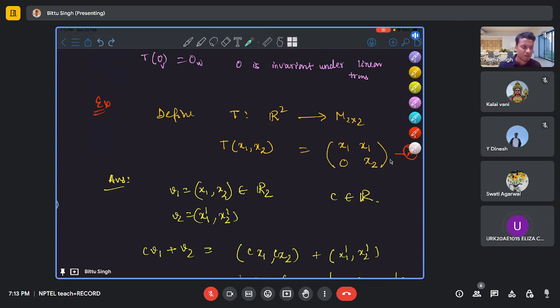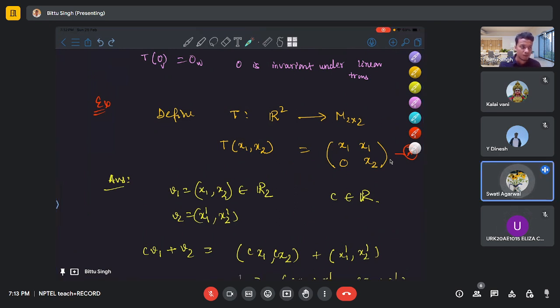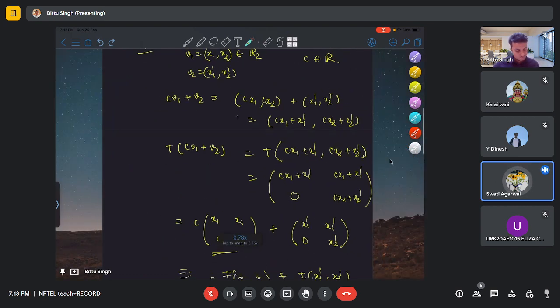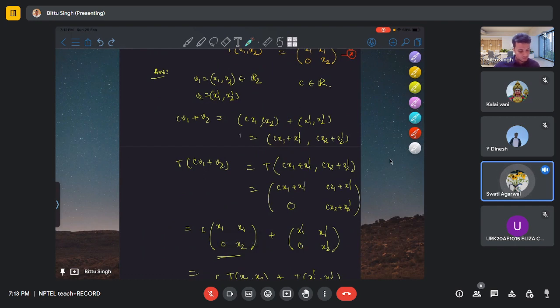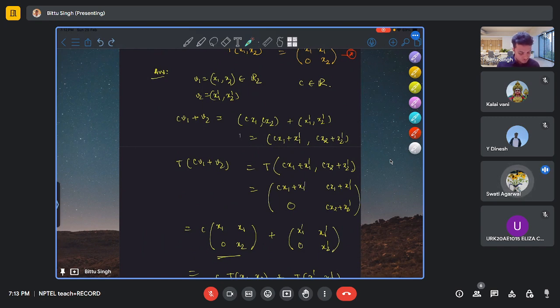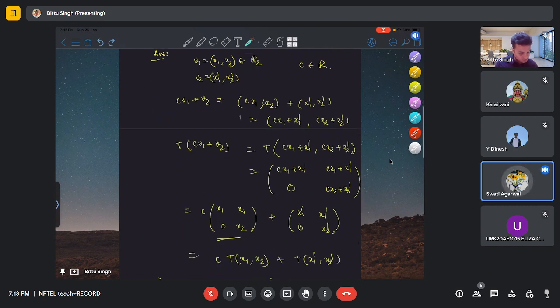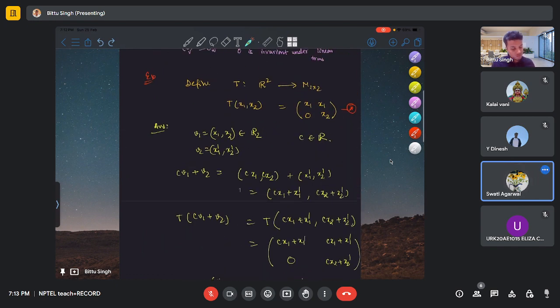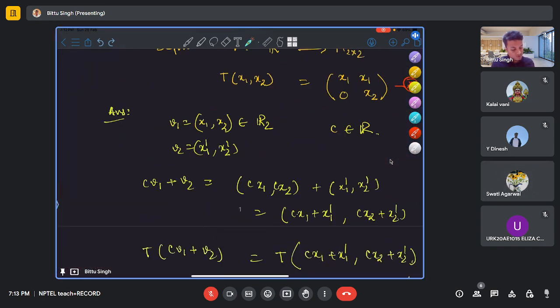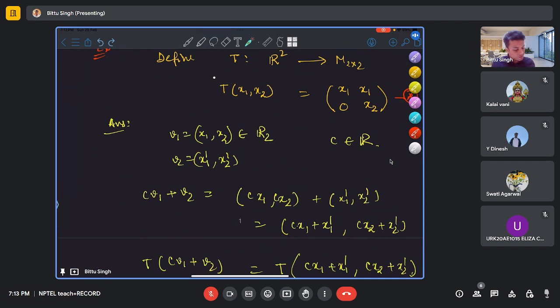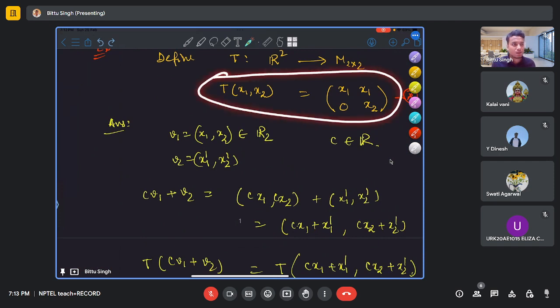Swati, is it clear? Sir, I'm still trying to understand this proof which we have done. So we are saying that T of x1 comma x2, that is T of V, is equal to a matrix with entries x1, x2, 0, x1. Can you please quickly tell once again? Okay, let us check it again. Given that T is defined in this way.